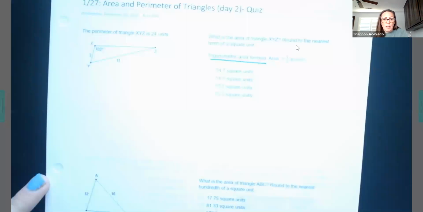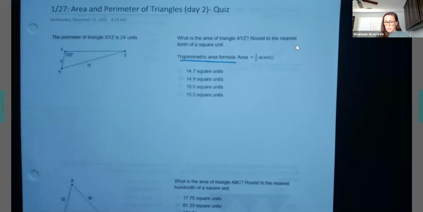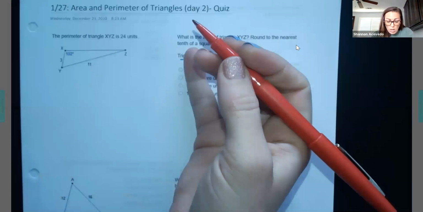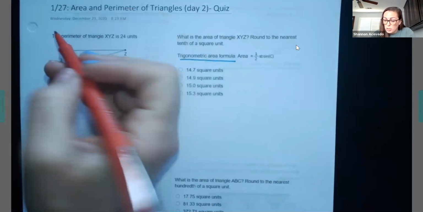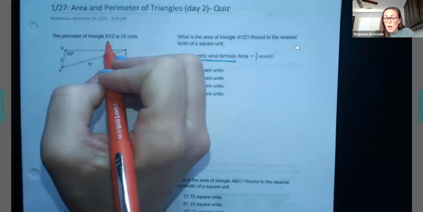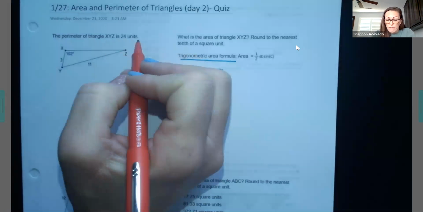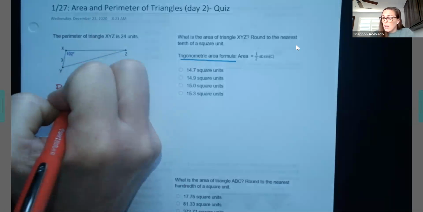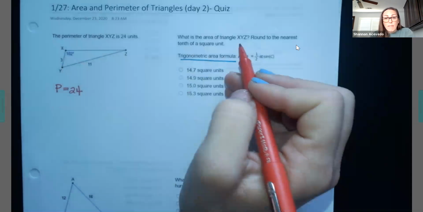All right, so let's go ahead and look at this first problem. Just as a review, I know I said they already tell you which one you're going to be using, but I still would like you to know how to tell which one to use. What's the difference? When we look at this one, what are they looking for? The perimeter of triangle XYZ is 24, so we know our perimeter is equal to 24. What is the area of the triangle?